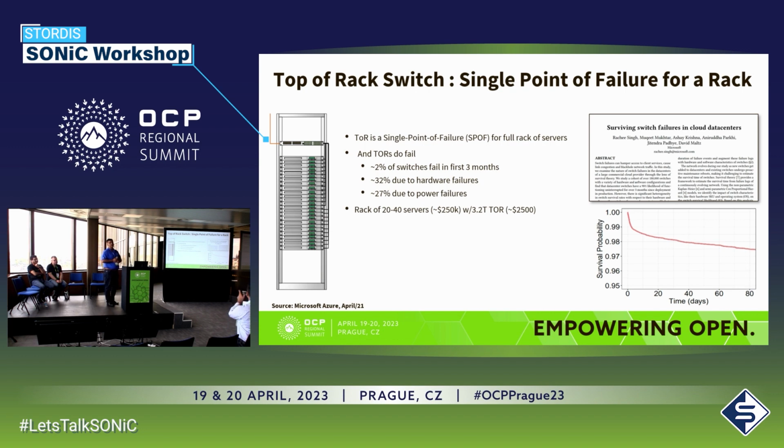About 2% of their switches do fail in the first 3 months. The way they categorized it, 32% of those failures were hardware-related, and 27% were related to power. The rest were mostly software-related failures. So when the TOR fails, it's a single point of failure if you don't have DualTOR, and it brings down the complete compute. Even if it's for a few minutes, it takes all the applications offline, which is a cause of concern when Microsoft is providing this as a service.